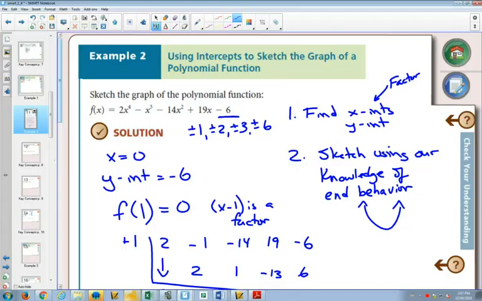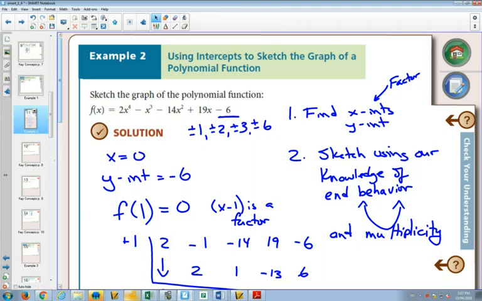What we're going to learn in our next example, in example 3, is what it looks like. Find your x-intercept, sketch using your knowledge of end behavior. And I may as well add it here, even though you don't know what it is yet: sketch using our knowledge of end behavior and multiplicity. So in example 3, we're going to learn about multiplicity and what that does to x-intercepts. But for right now, we're perfect.